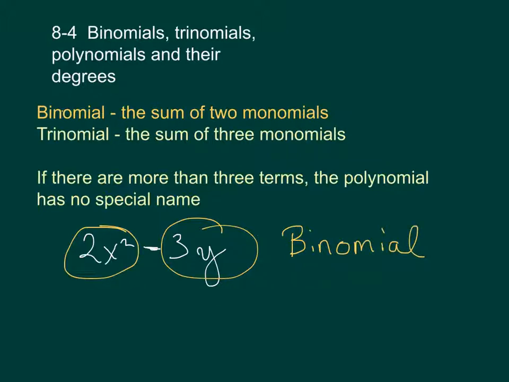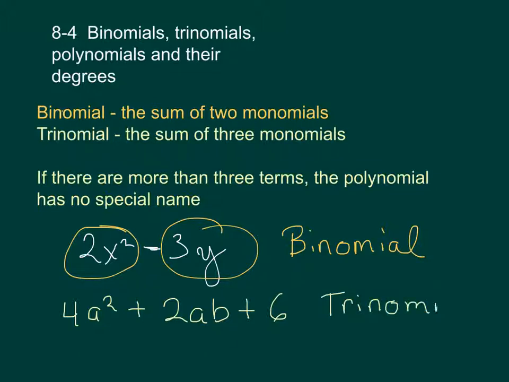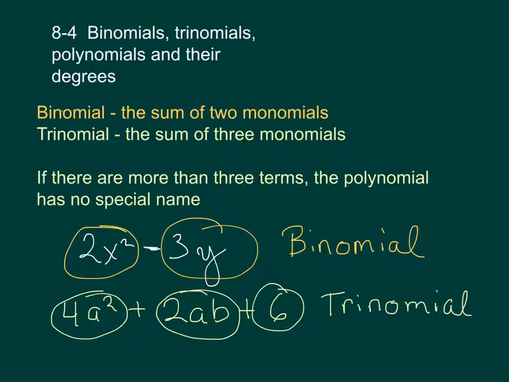Okay, so an example of a trinomial would be something like 4a squared plus 2ab plus 6. That's a trinomial. And once again, the reason is that I have 1, 2, 3 different terms. And once again, I can tell it's a different term because it's separated by plus signs in between them. So that's a trinomial. If it was 4 or more terms, I would just call it a polynomial, because there's not a special name if it's more than 3 terms.